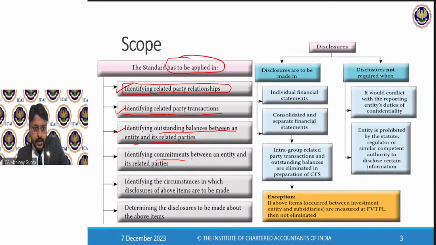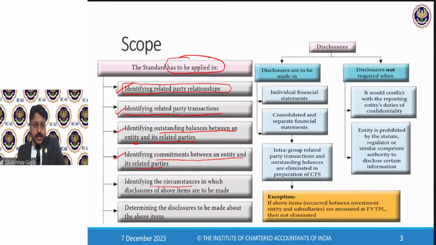Identifying if there are any commitments given by the holding company to the subsidiary company or vice versa, or by the holding company or the reporting entity for any of its joint ventures, joint operations or associates or vice versa. So if there are any such commitments which have been given by either of the parties who are related to each other, those commitments need to be identified for the purpose of disclosure under this standard, right? So this is the fourth step.